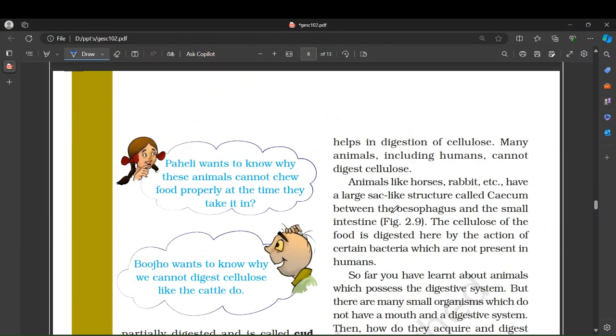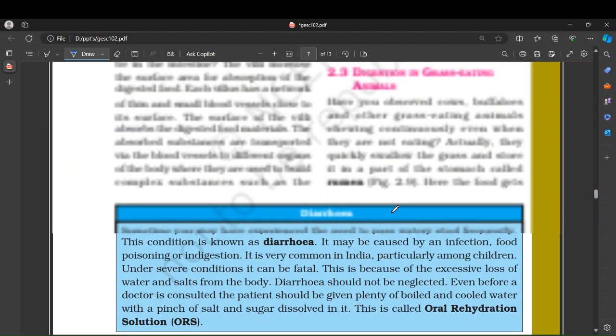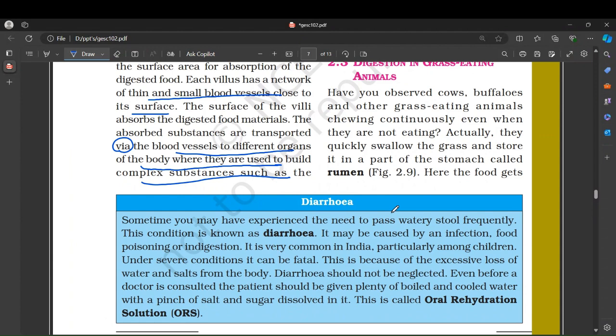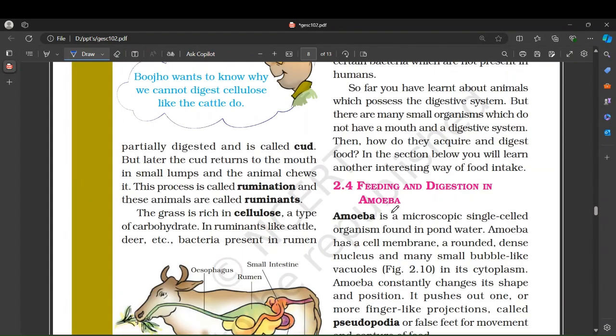Okay, I'm repeating again. What is rumination? When these grass eating animals are eating grass, they are not eating at that time only, they are just swallowing the grass quickly and storing it inside their stomach, and there is a part in their stomach that is called rumen, right? And here the food gets partially digested, not totally, partially means half, and it is called curd, but later the curd returns to the mouth again in small lumps and the animal chews it. This process is called rumination. That's why you see that all the time these animals are always chewing something in their mouth, and such type of animals are called ruminants.